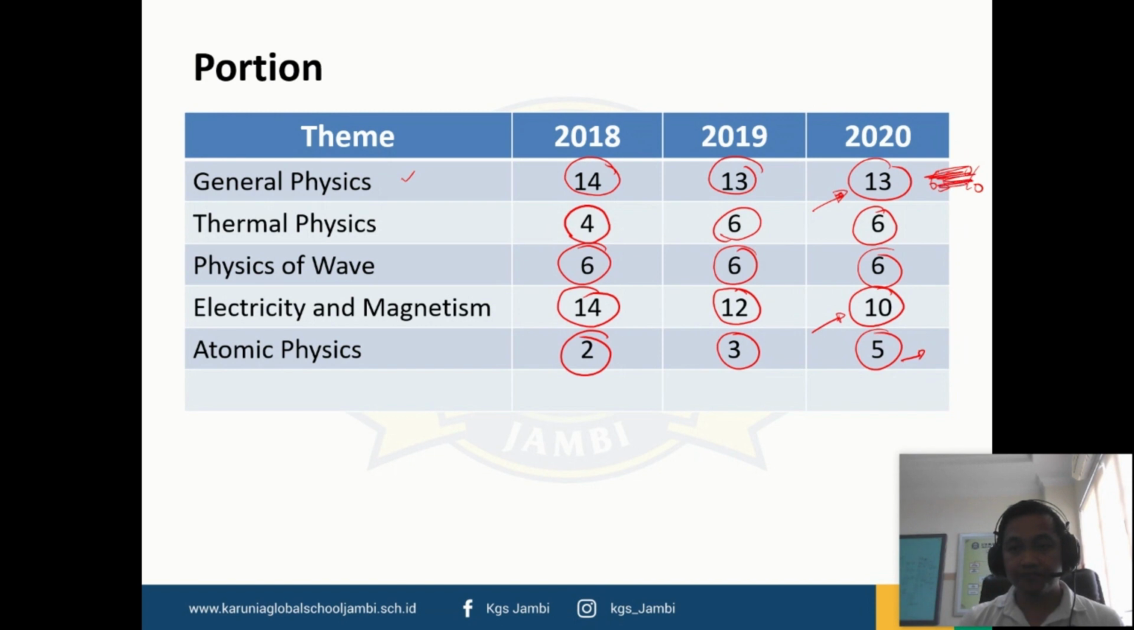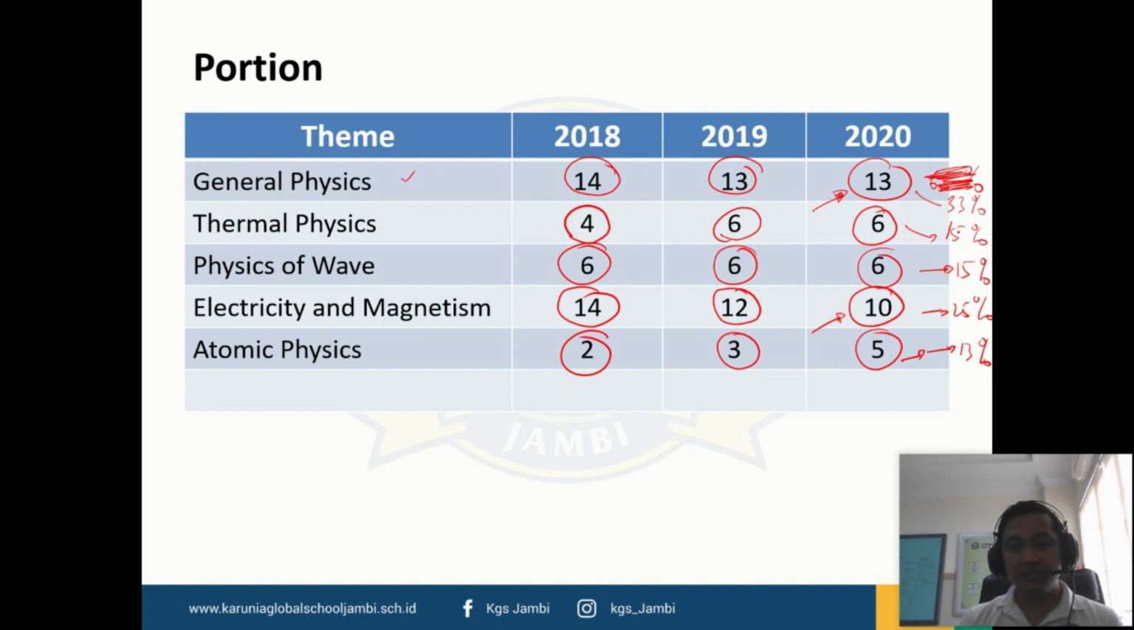Okay, sorry, this is not 65%. It is 13 out of 40 multiplied by 2.5. Multiplied by 2.5, this is 26 plus 7, 33%. This multiplied by 2.5 is 15%. This is also 15%. This is 25%. And this is about 13%.